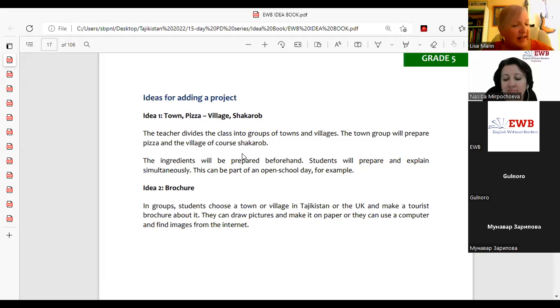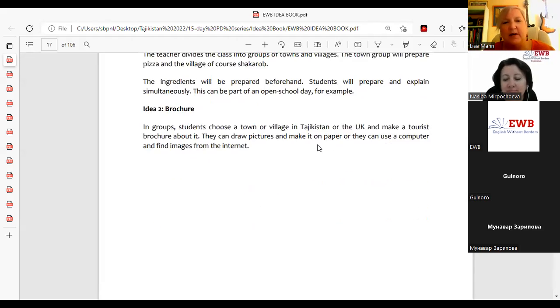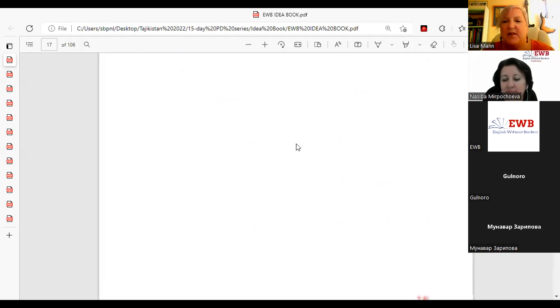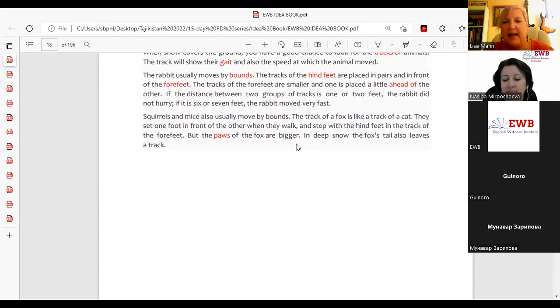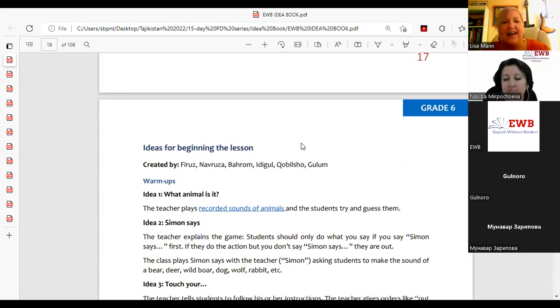The last section is ideas for adding a project. And these are projects that you could begin at the beginning of the lesson or the beginning of the unit and carry out through to the end, spending a little bit of time every day or every couple of days on it. So every lesson has that format: the text, and then some ideas for warm-ups and lead-ins, ideas for pre-teaching vocabulary, while reading, post-reading, ideas for integrating skills, ideas for grammar, and then ideas for a project. So it's wonderfully complete.